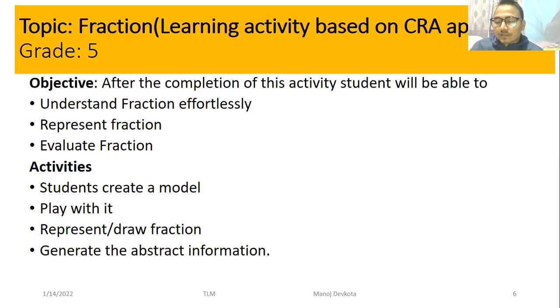They will represent. Maybe they will draw on the paper what they have seen. Maybe they will try to reflect and then express in their copies, or they make the image in their mind, and then they will represent it through reflection, and then they will draw the general abstract information by reflecting on the concrete and representational stages.